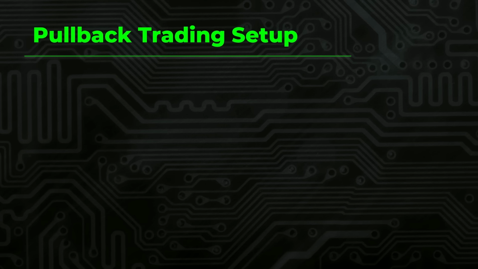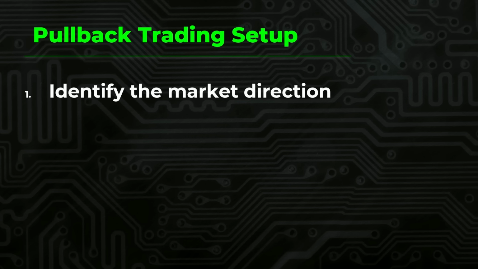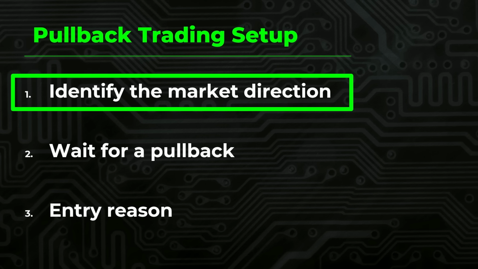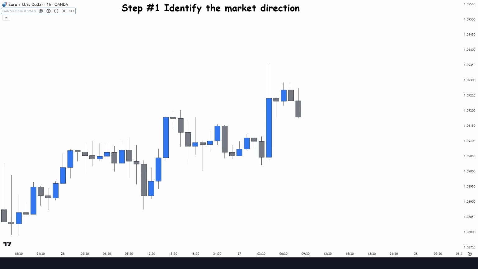This strategy consists of 3 major steps in both trading models: identifying the market direction, waiting for a pullback, and entry reason. So let's start with the first step, identifying market direction. In this step, we apply a simple concept to identify the market direction, because we want to trade with the controlling side of the market.